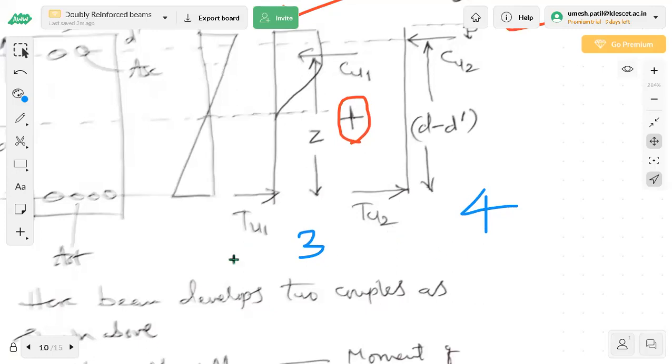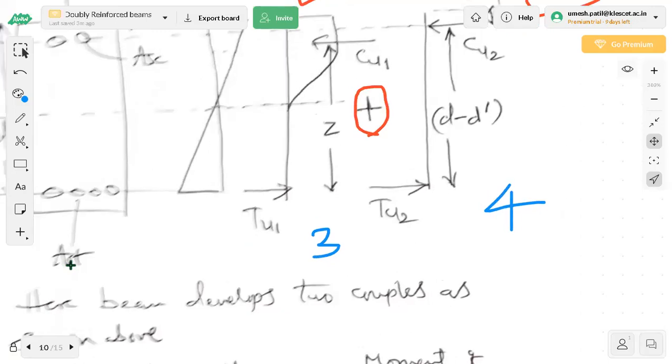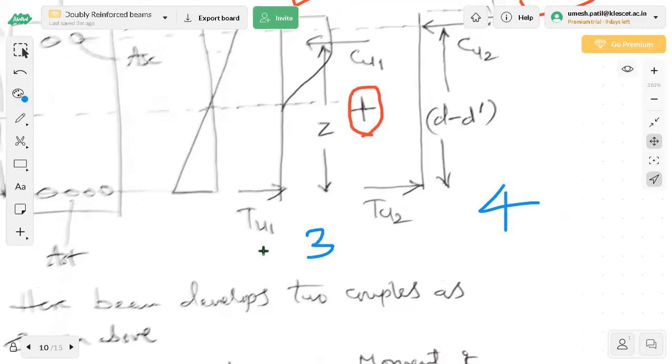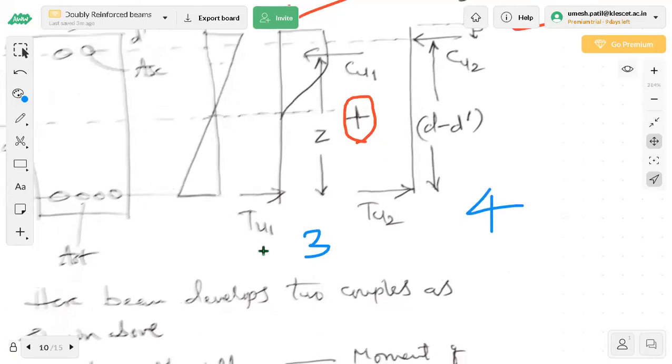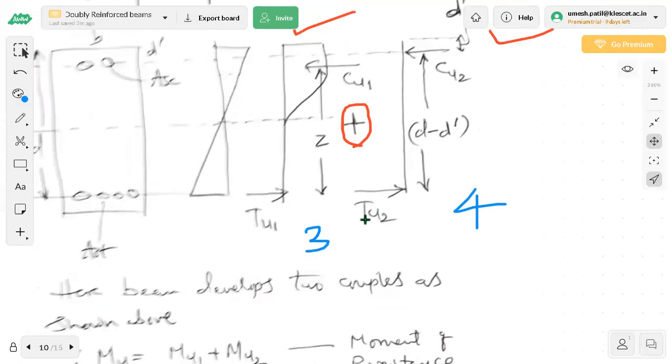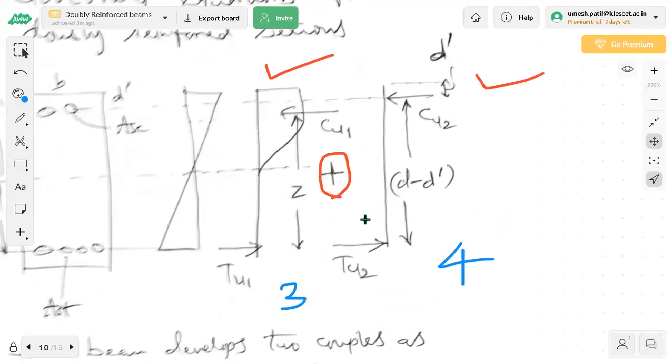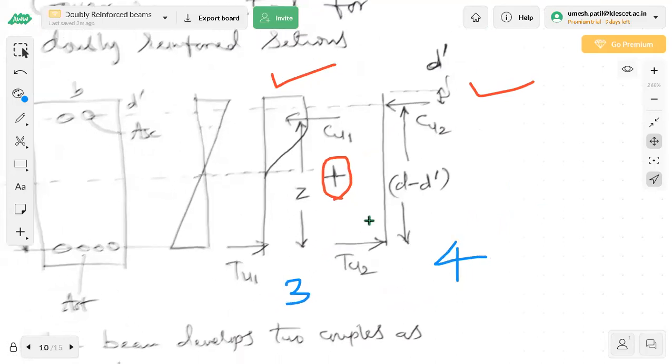If I add these two, I'll get AST. What is AST? AST is AST1 plus AST2. Initially there will be some confusion, and I'll show you with the help of a problem. What you need to understand basically is that a doubly reinforced beam develops two couples as against a single couple developed by a singly reinforced beam, which we have been discussing in all the previous classes.